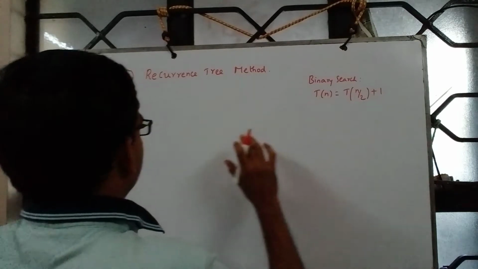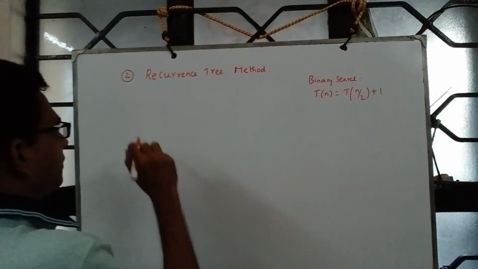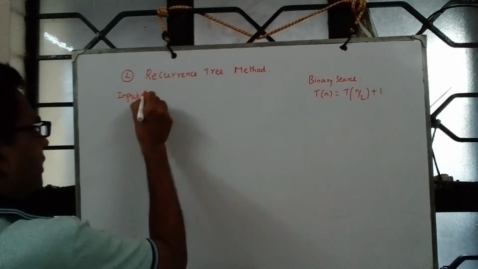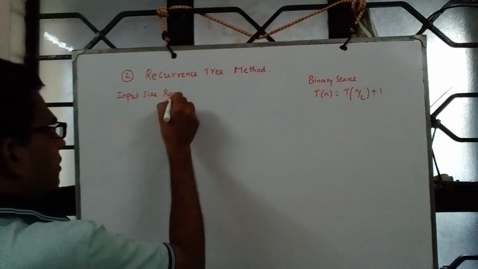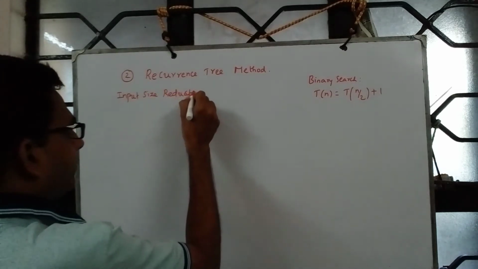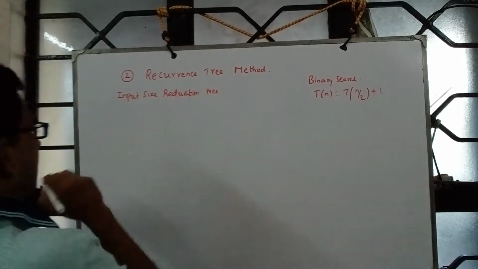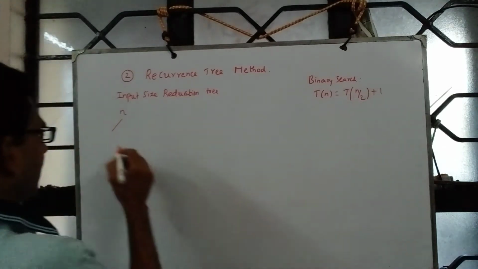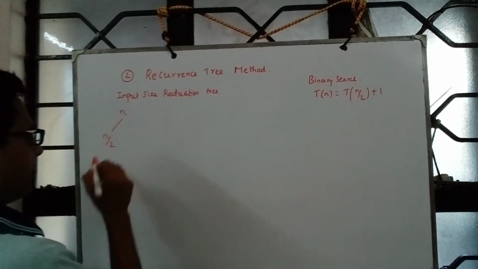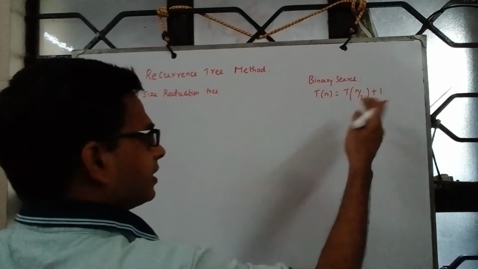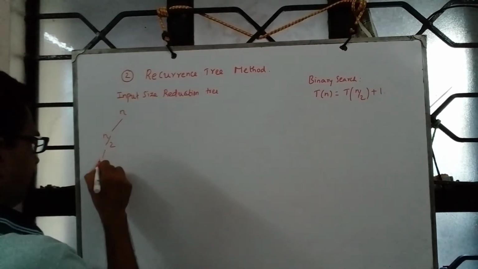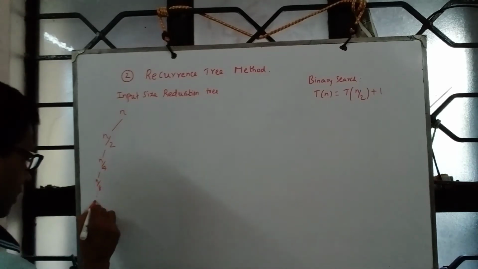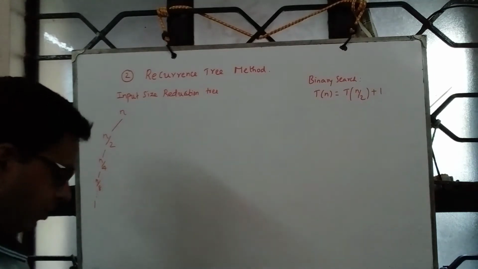And what we are going to do as part of recurrence tree is the following. There will be two things. One is input size reduction tree. So on one side you have a problem of size n, and after first iteration n becomes n by 2. The other n by 2 will be pruned. Then it becomes n by 4, then it becomes n by 8. So like that it goes. After a while it reaches 1.